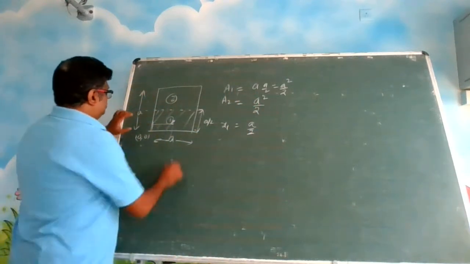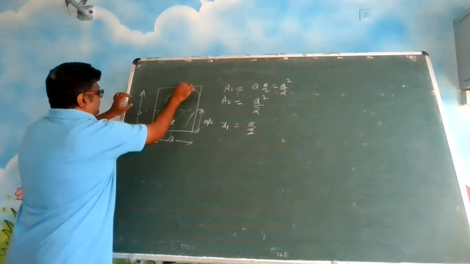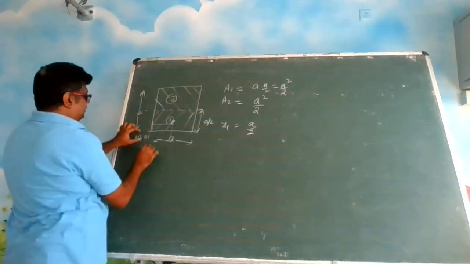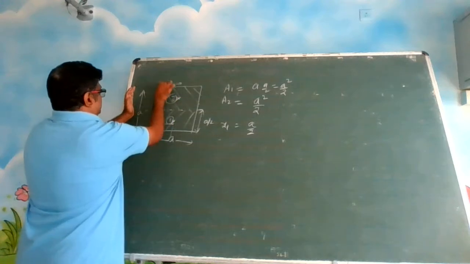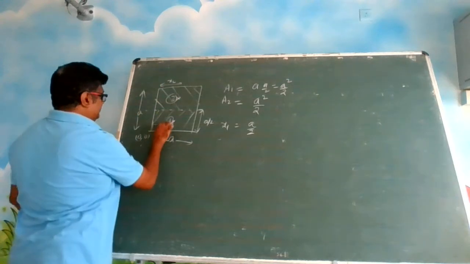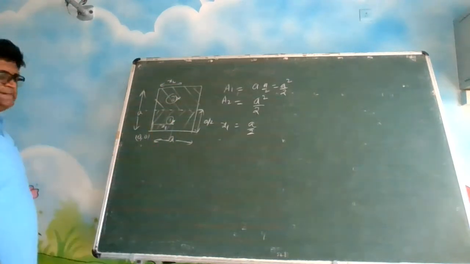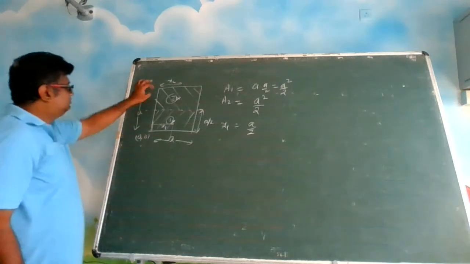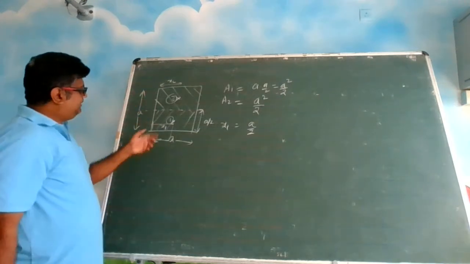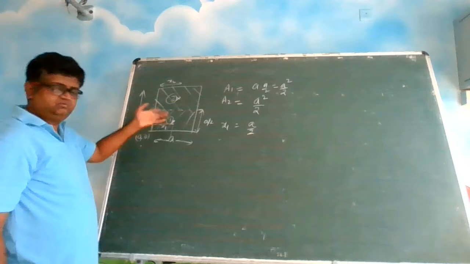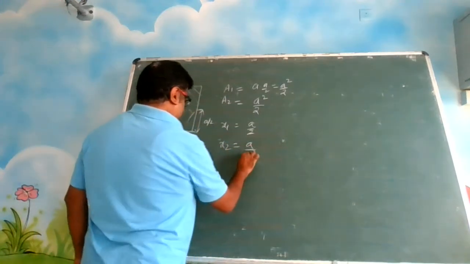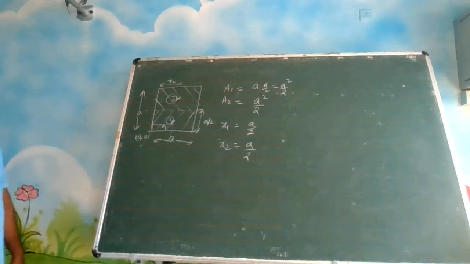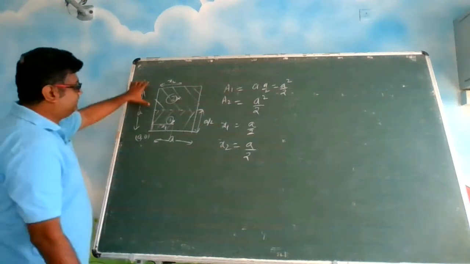Similarly, x2. x2 means we have to take only the second area. So from here, you have to see only the x part. This is my x2. This is my x1. So x2 also will be in the same line, no? So it will also be A by 2. Alright, now let us calculate the y1.